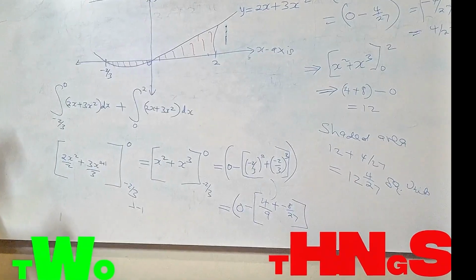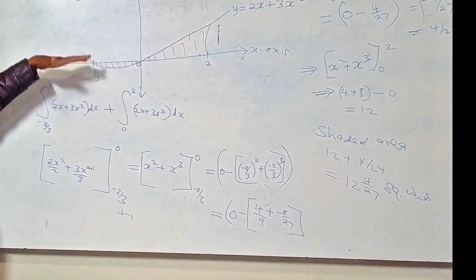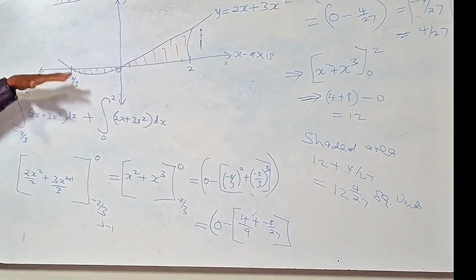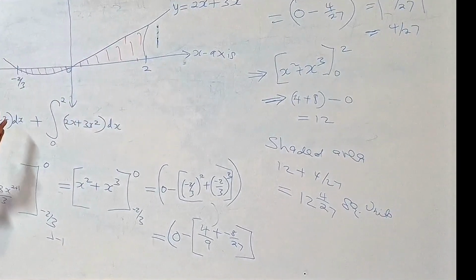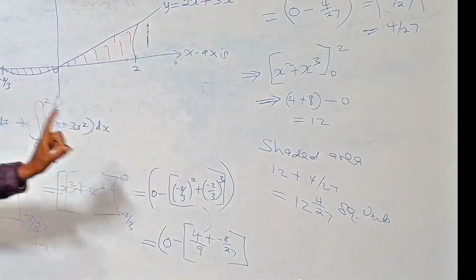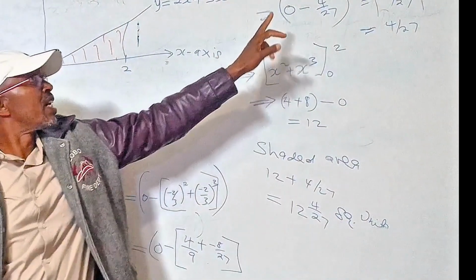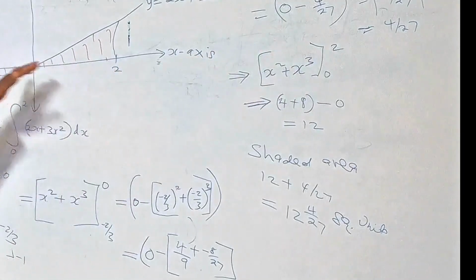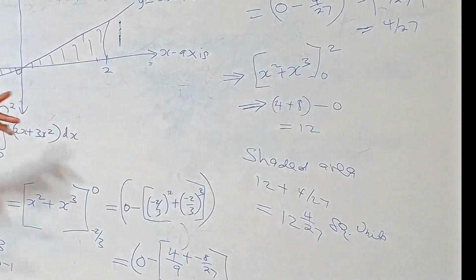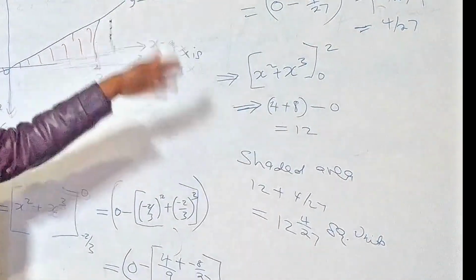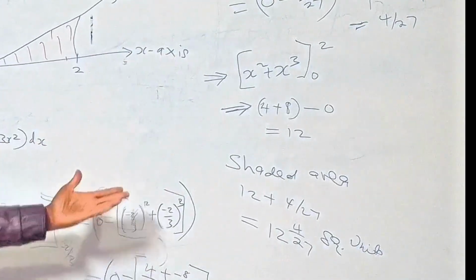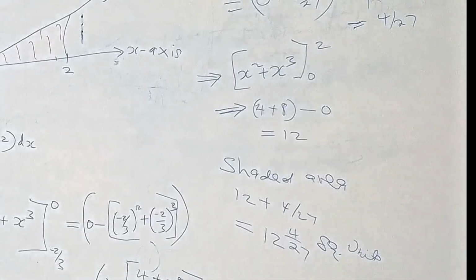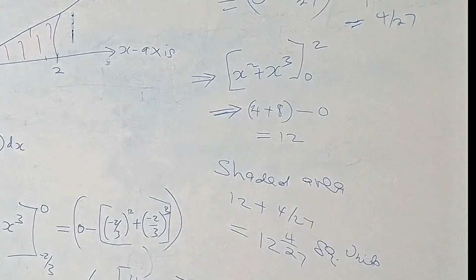We have noted two things: when one part of the area is below the x-axis and the other is above the axis, we calculate the two areas separately. The next thing to note is that when the area gives you negative, it means the area is below the x-axis. So you ignore the negative sign, you take the absolute value, which is 4/27, and then you have the two areas and you get the solution.